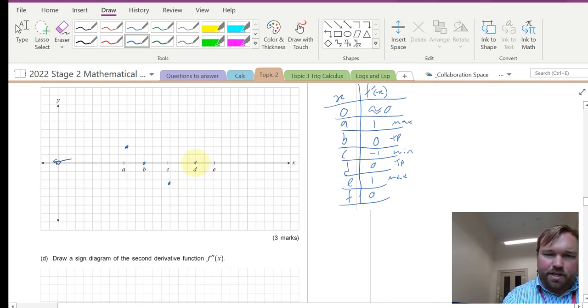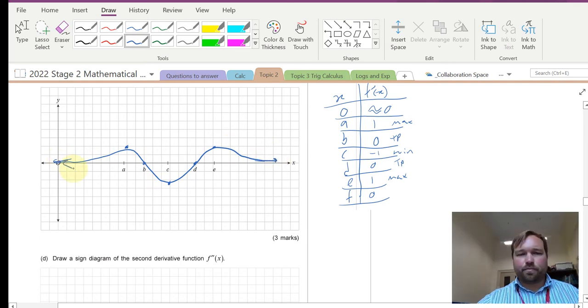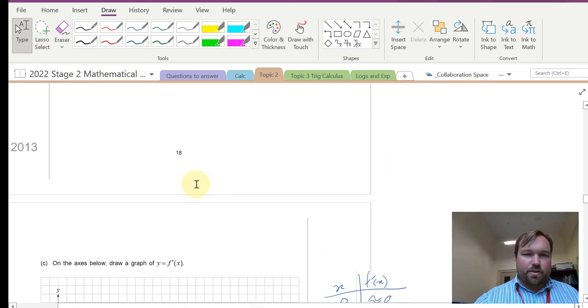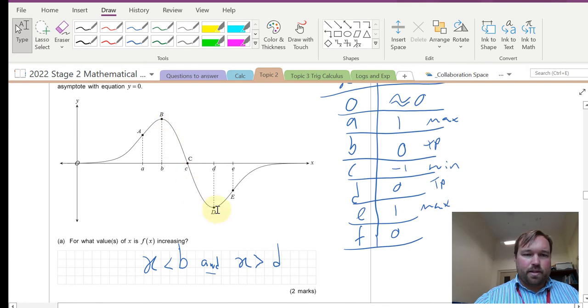And then by the time we're at D, we're at 0. And then by the time we're at E, we're at maximum. And by the time we're at F, we're back to 0. So what we're looking for is you want your B and D to equal 0, because B and D are the turning points.